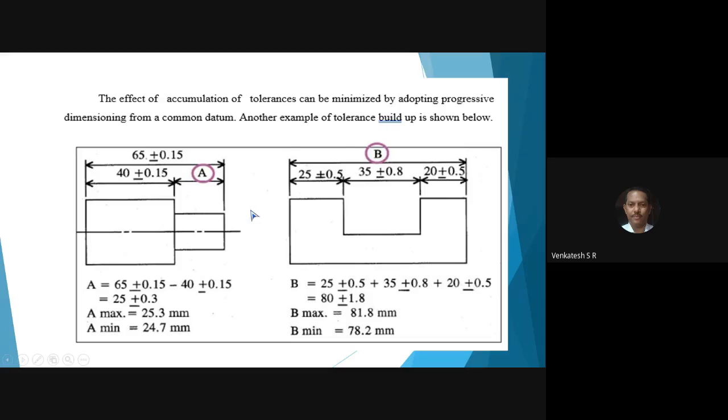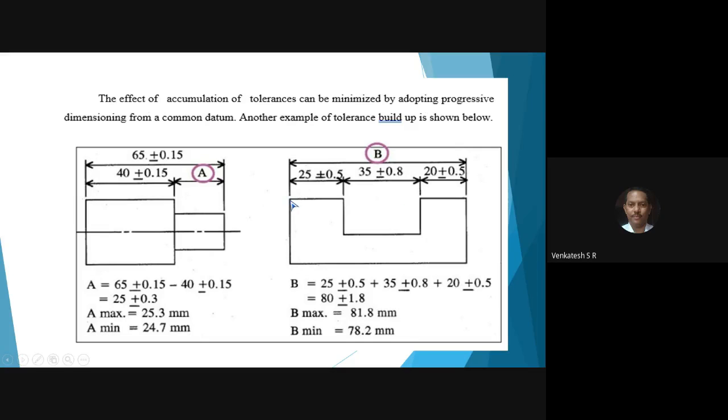This is known as accumulation of tolerances on the component. So these two are very, very important for mechanical engineers.